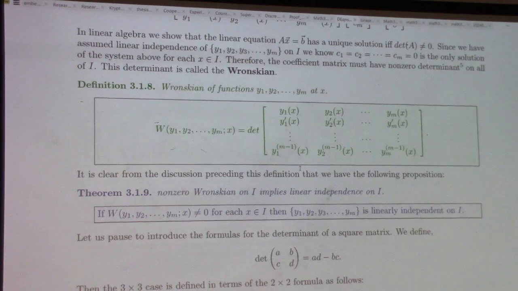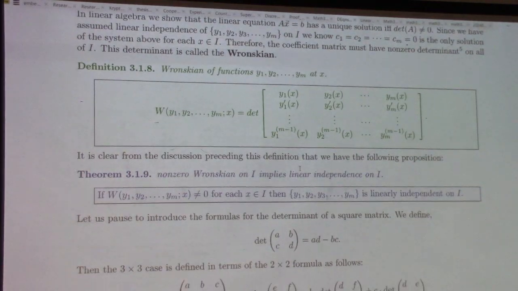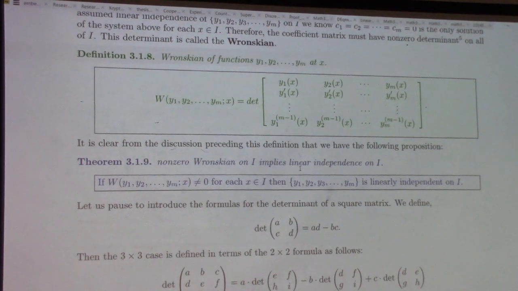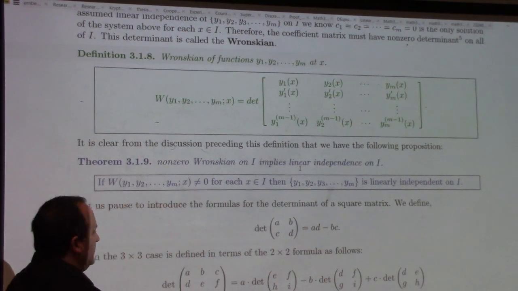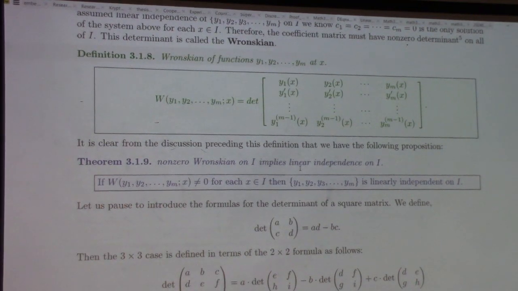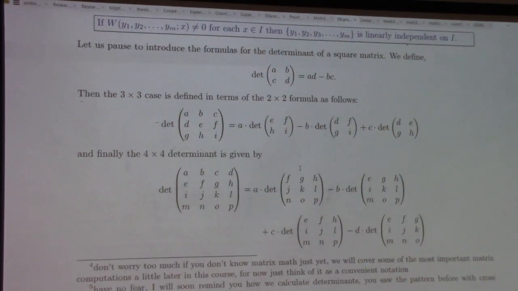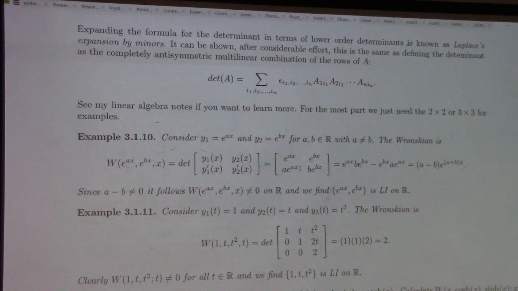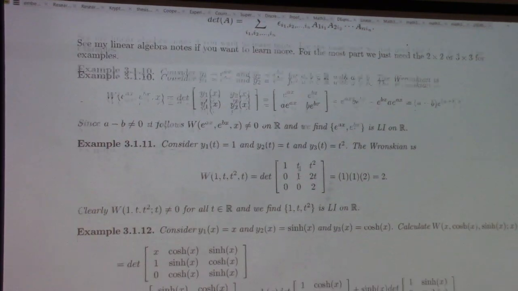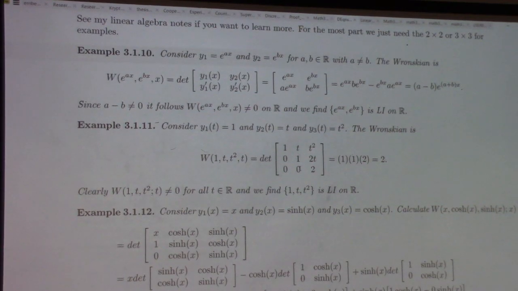And what's really cool is that non-zero Wronskian on I implies linear independence on I. That's what this discussion means. If our Wronskian is not equal to 0 for each point in I, then those are linearly independent functions. Oh, and here, now I'm telling you formulas to a determinant, but we've gone down that road already, right? I usually teach this before the systems material. Anyway, so here's some examples.